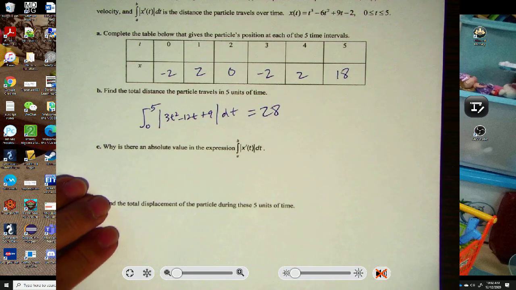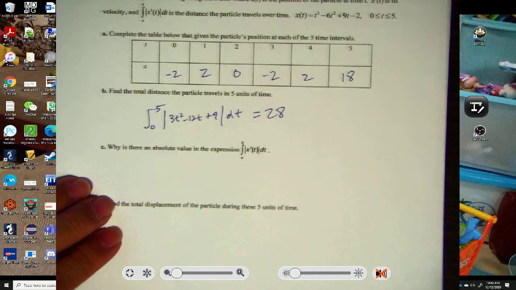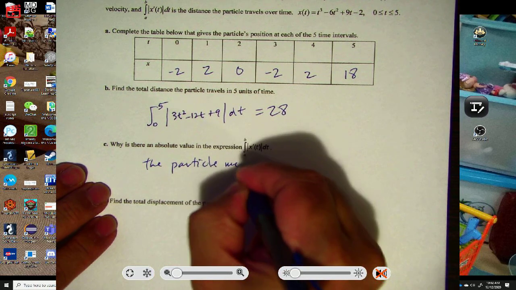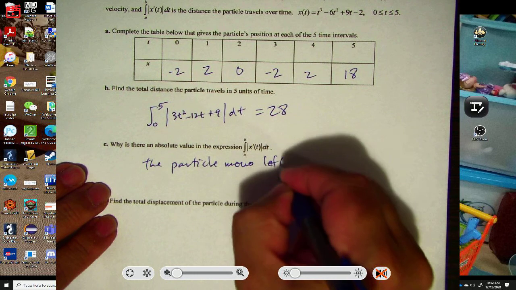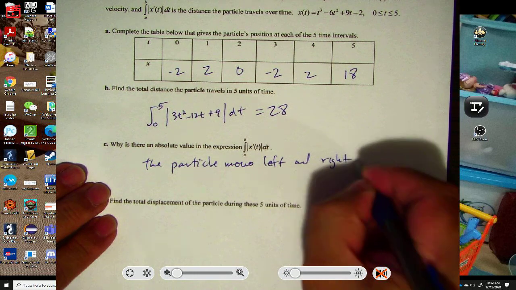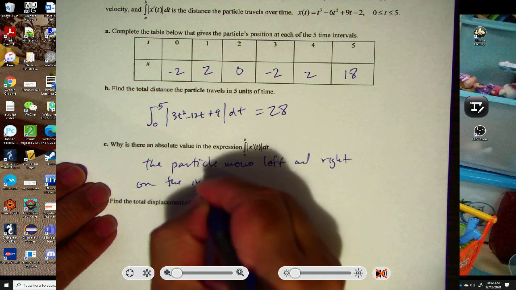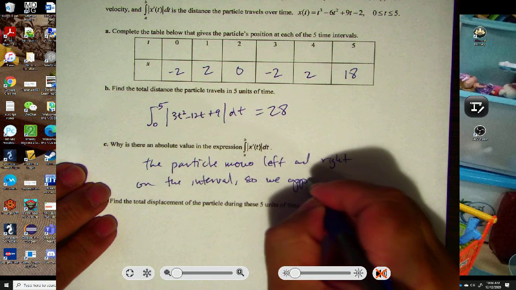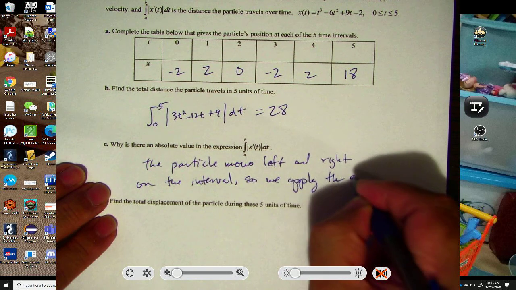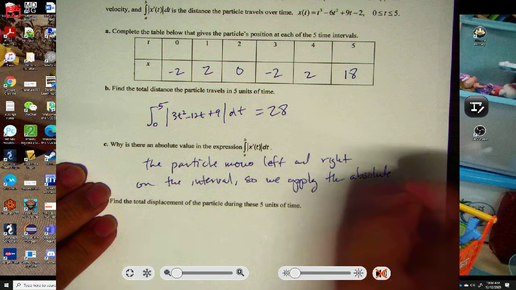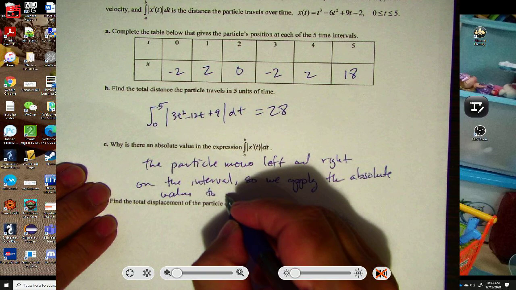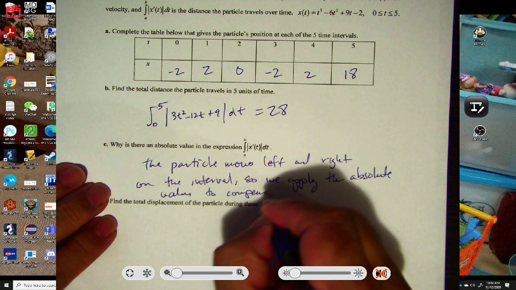Why is there an absolute value in the expression? Because the particle goes back and forth. The particle moves left and right on the interval. So we apply the absolute values to compensate for sign changes.